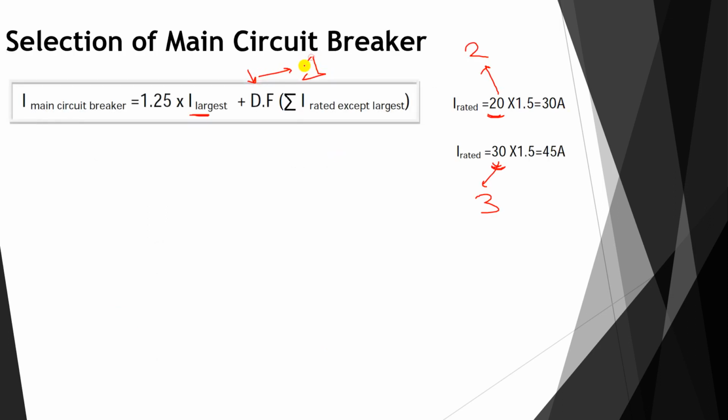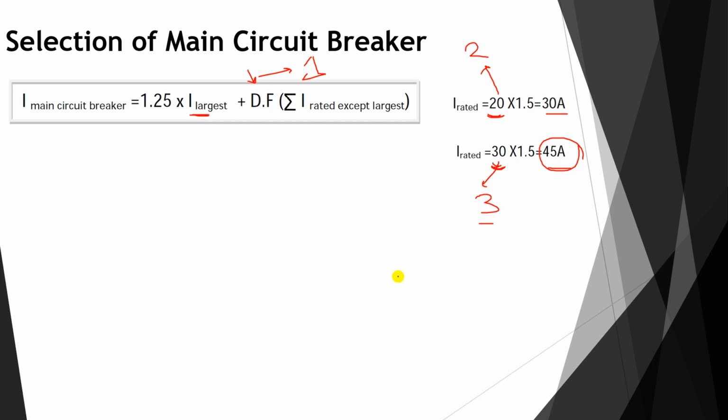Why? Because all of these loads are operating at the same time. All of the machines in the factory are operating at the same time unless something else is required by the owner. Okay, so we have 1.25 multiplied by the largest current. We have 2 motors, each 30 ampere, and 3 motors, each 45 ampere. So what is the largest current in the system? The largest current is the 45 ampere.